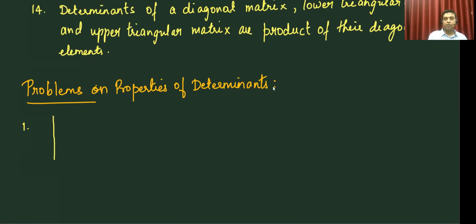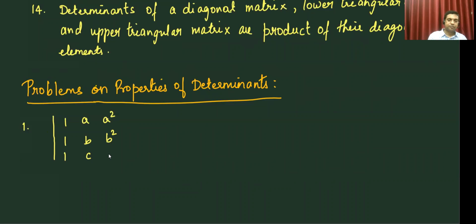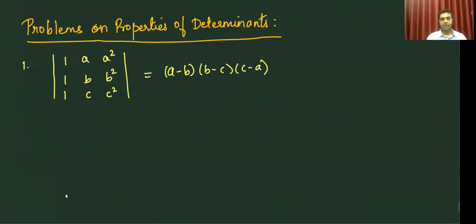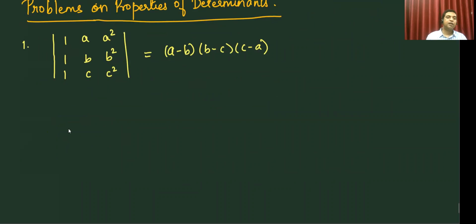Actually, with practice, you will really learn how to shorten the solution in finding the determinants. So 1, a, a square, these are very standard ones. Show that this determinant is equal to a minus b into b minus c into c minus a. So let us start. See what I do.